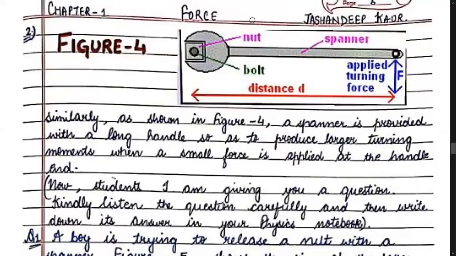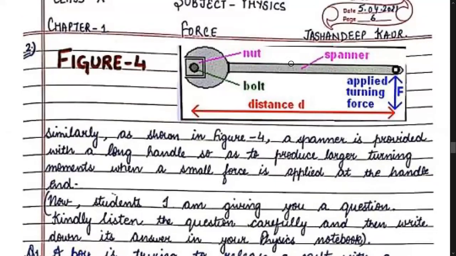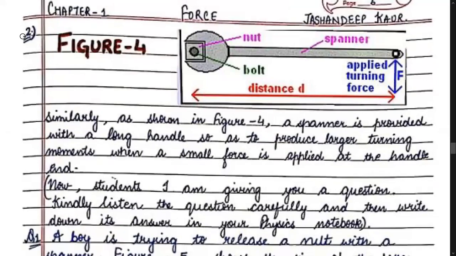Now coming to example number 2. See figure number 4 on page number 6 of the PDF. In figure number 4, a spanner is provided with a long handle. Children, in figure number 4, you can see a spanner which is used to open nuts. Now what happened here? The nut or bolt is at one place while you are applying force at the corner, at one of the ends of the spanner.